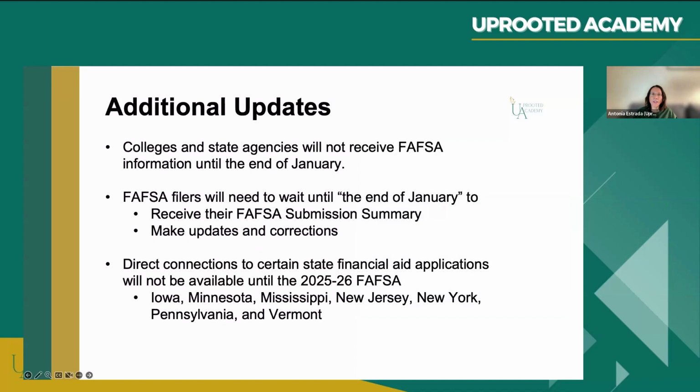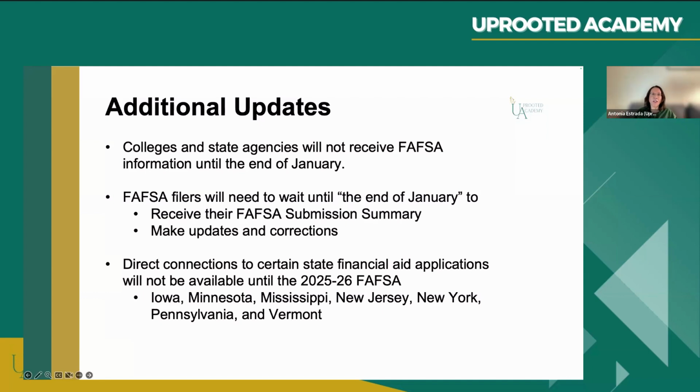Some additional updates. Colleges and state agencies will not receive your FAFSA information until the end of January. This means that if you've already filed your FAFSA or will be doing so in the next few days, you'll have to wait until the end of January to receive your FAFSA submission summary. And when you do, then you'll be able to make updates and corrections to any data on your FAFSA form. We don't have a specific date in January. All we have is the end of January, which is coming up soon.